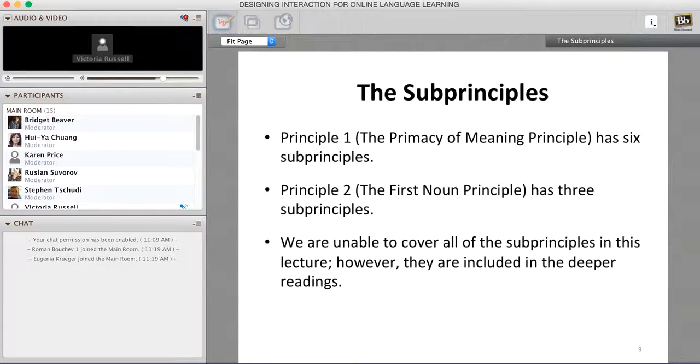In Van Patten's model, the primacy of meaning principle has six sub principles, and the first noun principle has three sub principles. Unfortunately, we don't have time to cover all of the sub principles this evening. However, on the very next slide, I'm going to show you one sub principle as an example. All of the other sub principles in the model are located in the Dig Deeper readings for this presentation, which is lesson 13.